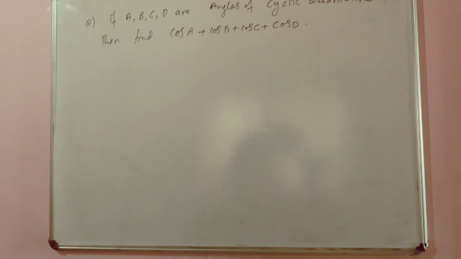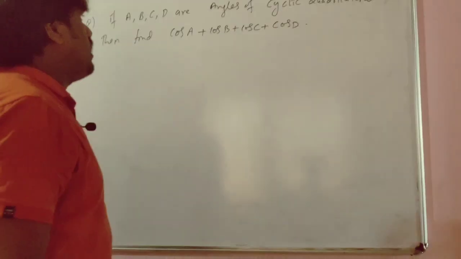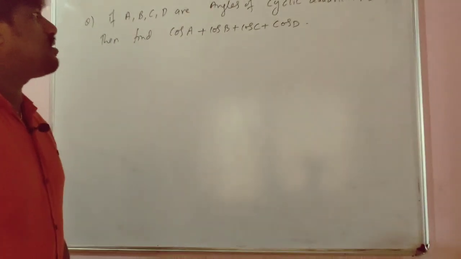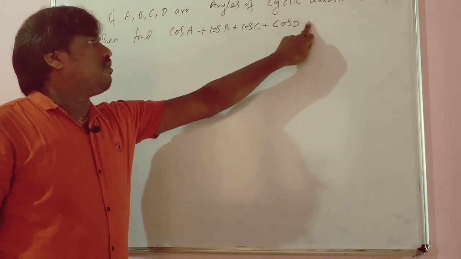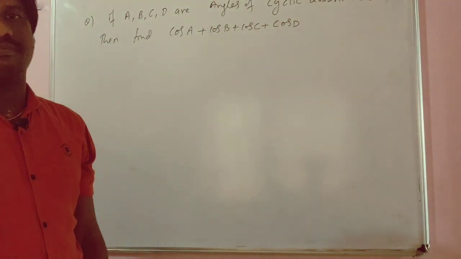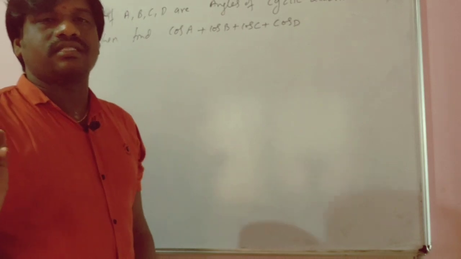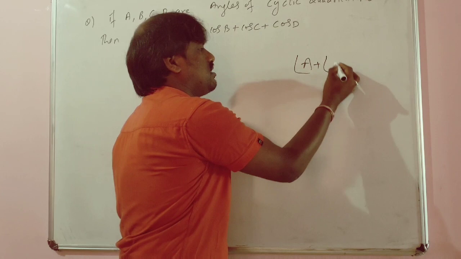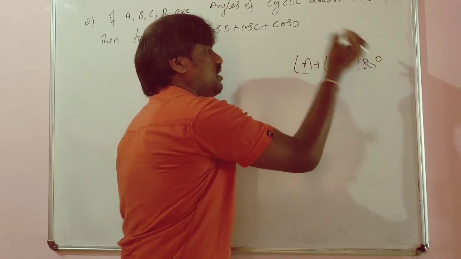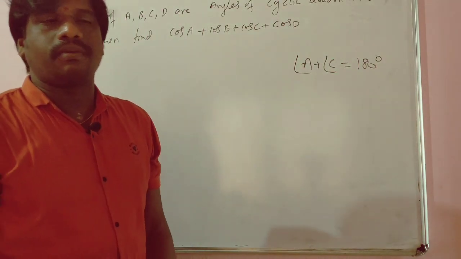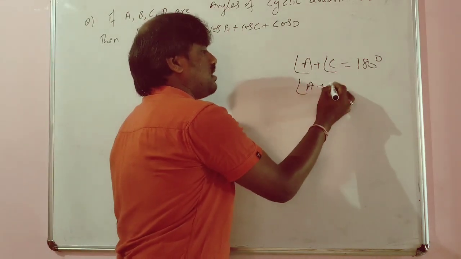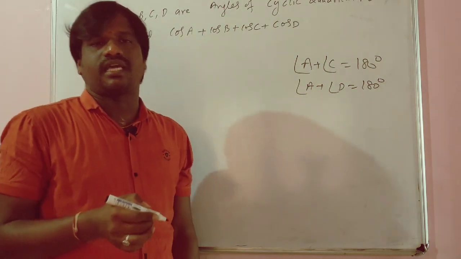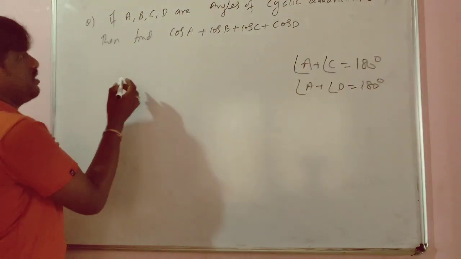See the next question here. They said if A, B, C, D are the angles of a cyclic quadrilateral, find the value of cos A plus cos B plus cos C plus cos D. You know the cyclic quadrilateral condition: angle A plus angle C is equal to 180 degrees, opposite angles are supplementary, and angle B plus angle D is equal to 180 degrees. This is the condition for a cyclic quadrilateral. So now let us go for it.